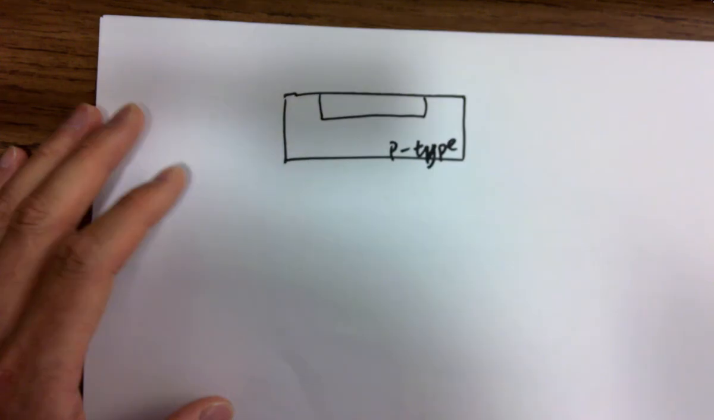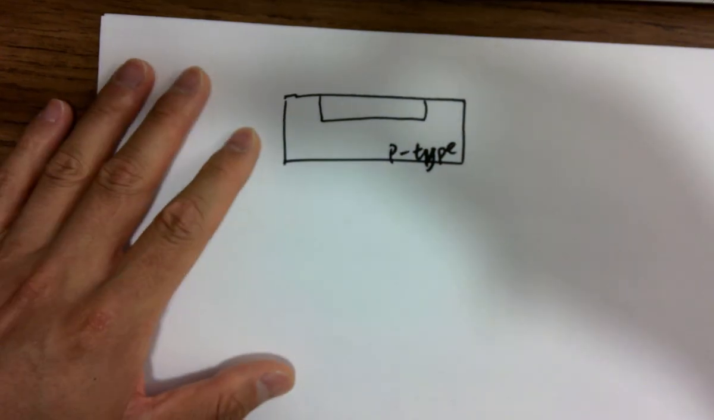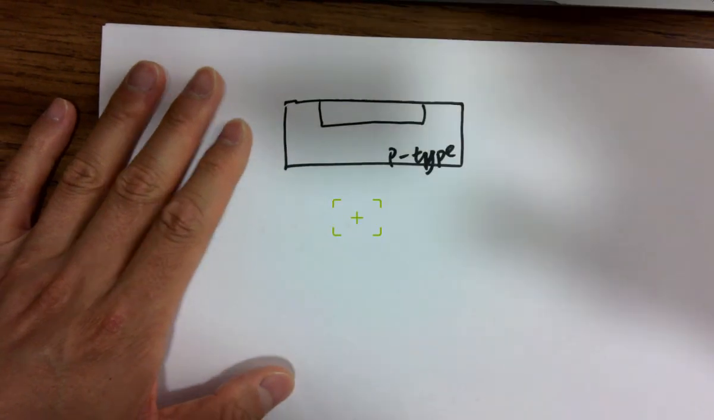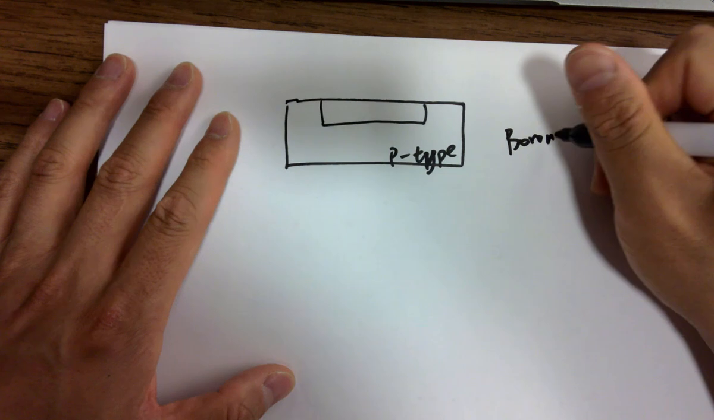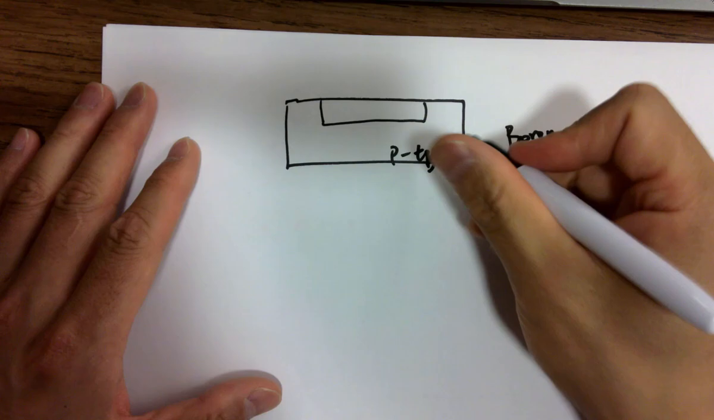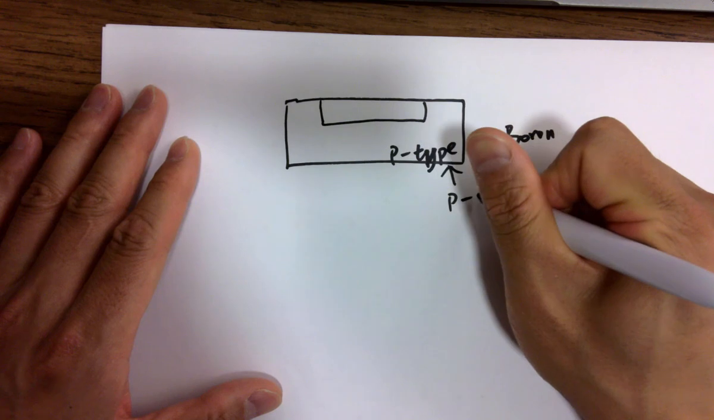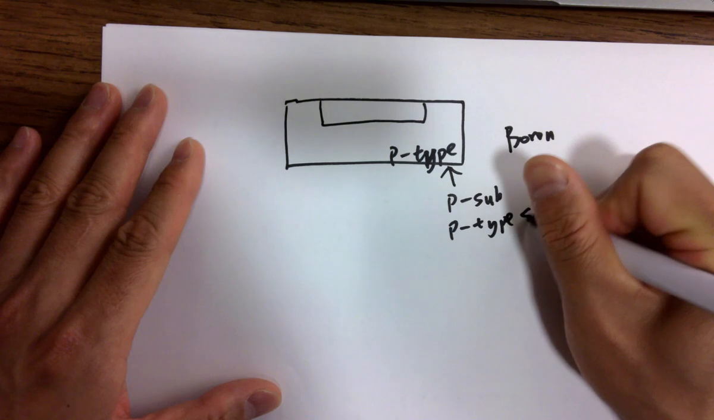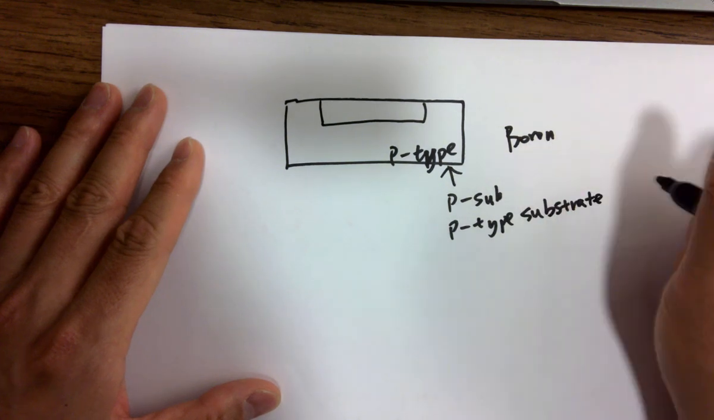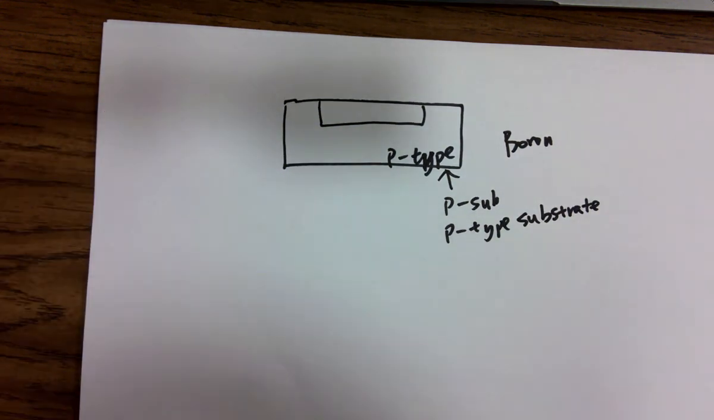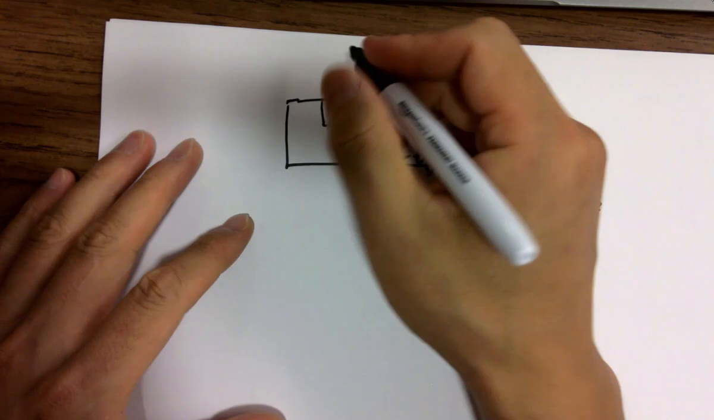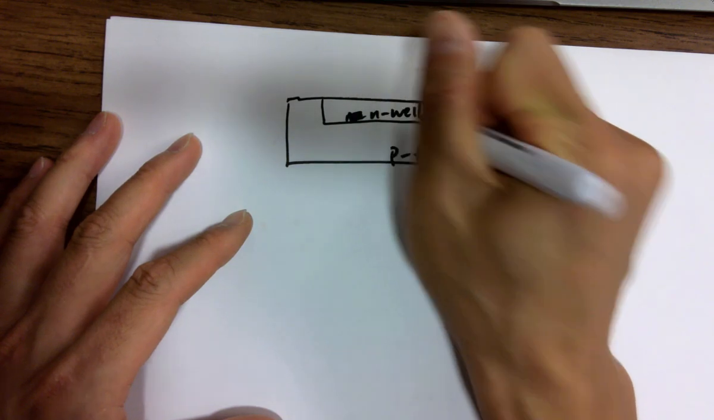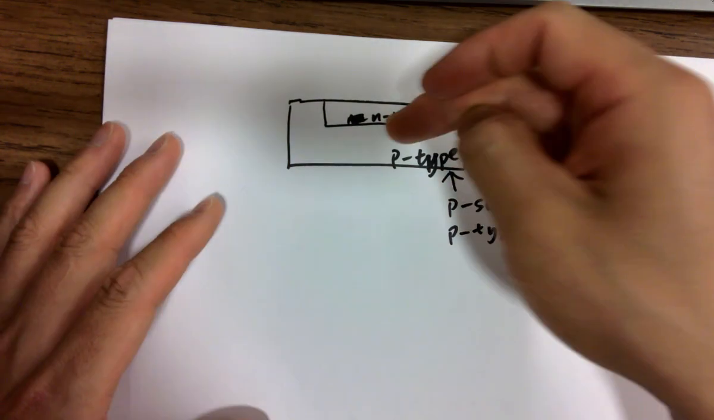P-type means we have boron being doped into the wafer. P-type. Remember? Boron, right? This is a P-type wafer, or we call it P-sub. It's a P-type substrate for all the devices to be put on the wafer. And we can dope a well. It looks like a well, but it's just something being diffused into the wafer.